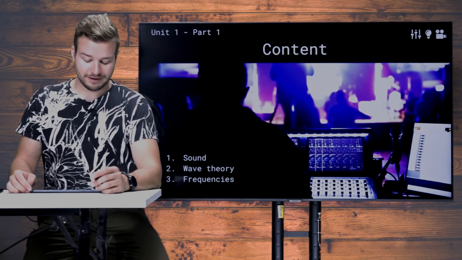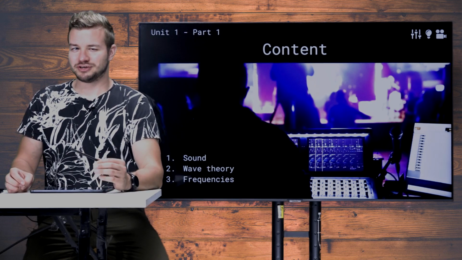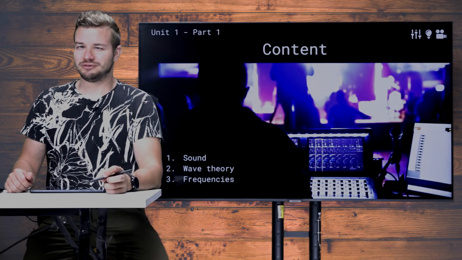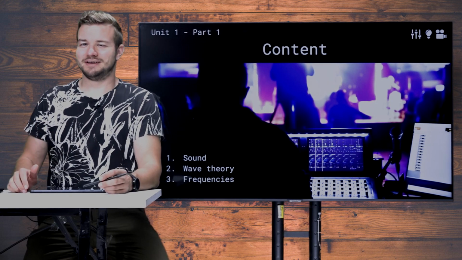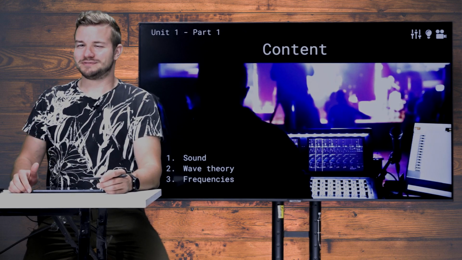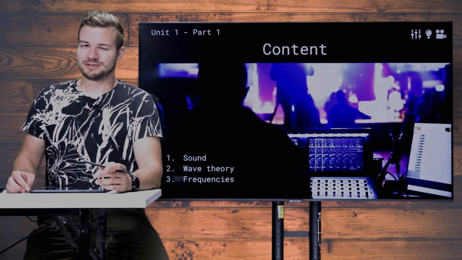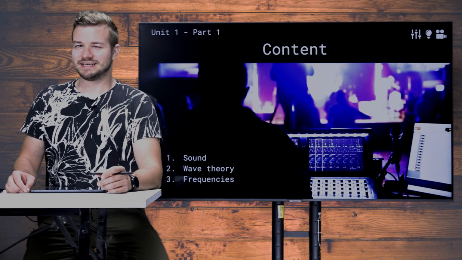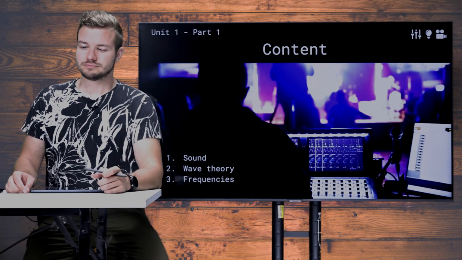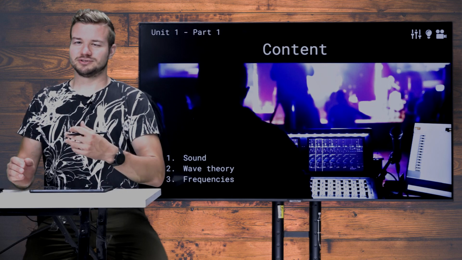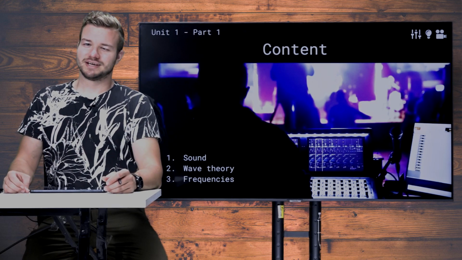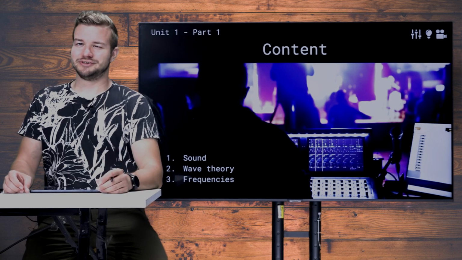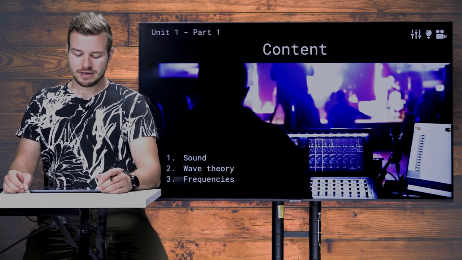And then number three, I want to talk about frequencies. Frequencies are closely related to wave theory. Frequencies consist of waves, basically. So this one is also a really crucial one. You should have a good understanding of what a frequency is. How can I also calculate with frequencies? You will definitely need that somewhere in your career as a sound engineer.